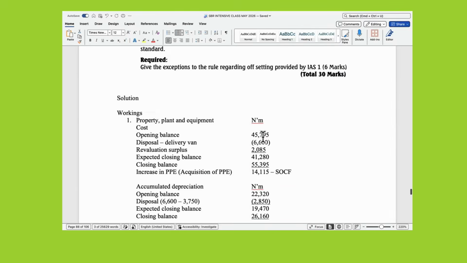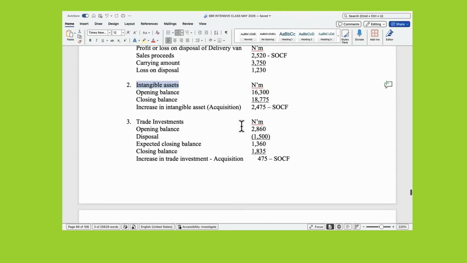So I do the movement. At the beginning, 2,860. They sold 1.5. This is carrying amount because this also is carrying amount. So I remove carrying amount. I expect my balancing figure to be this, but on the face of the account, it was this. So it increased. So this 475 is the increase in trade investment. It means I bought additional trade investment and it goes to the statement of cash flows.